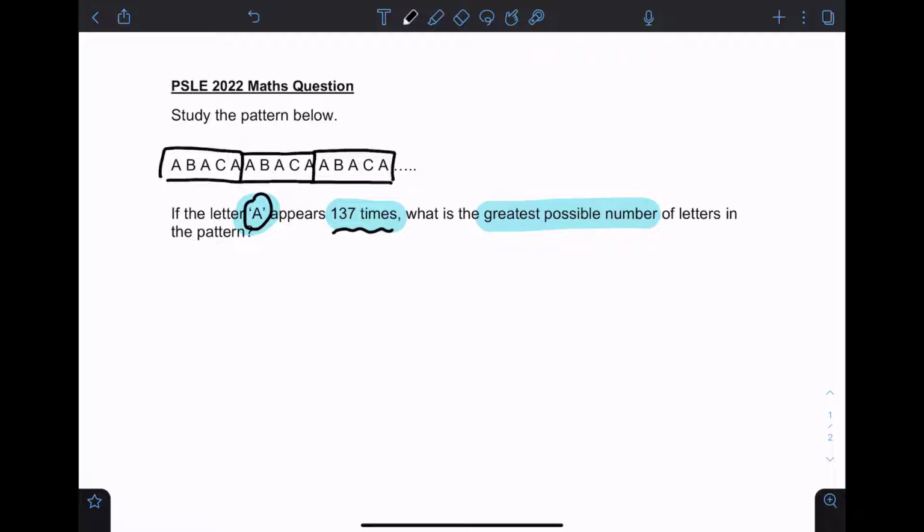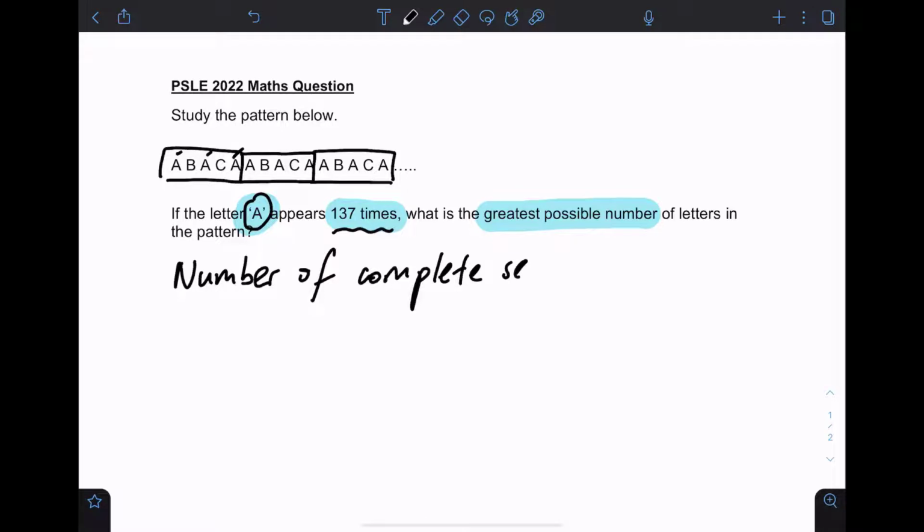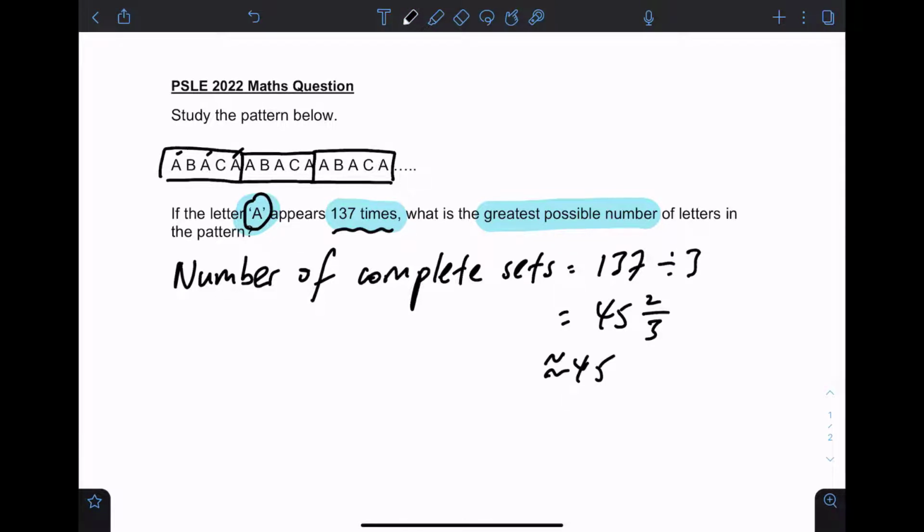Now, in each group, we notice 1, 2, and 3 letters of A. So, to find the number of complete groups or complete sets, you'll take 137, divide this by 3. Why 3? Because in each set there's 3 letters of A. 137 divided by 3, and that will give you 45 and 2/3, which is just 45 complete sets.